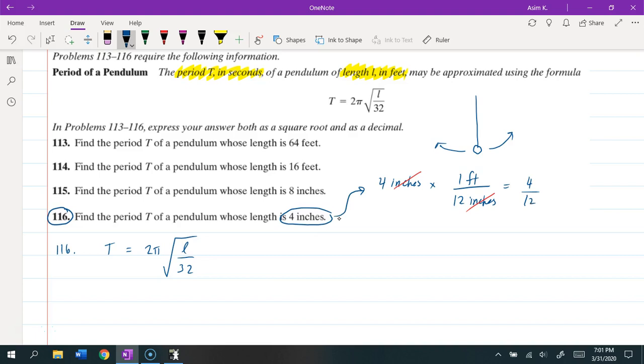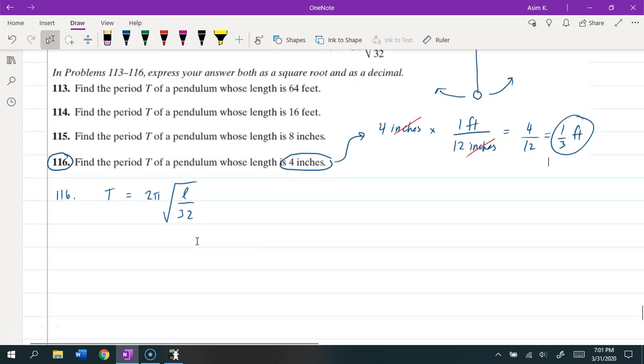So this becomes 4 over 12, which becomes 1/3 feet. In other words, 4 inches is the same thing as 1/3 of a foot. And notice I'm doing this all without a calculator, okay? So now what I'm going to do is I'm going to plug in: t is equal to 2 pi square root of 1/3 over 32, all right, which becomes 2 pi square root.